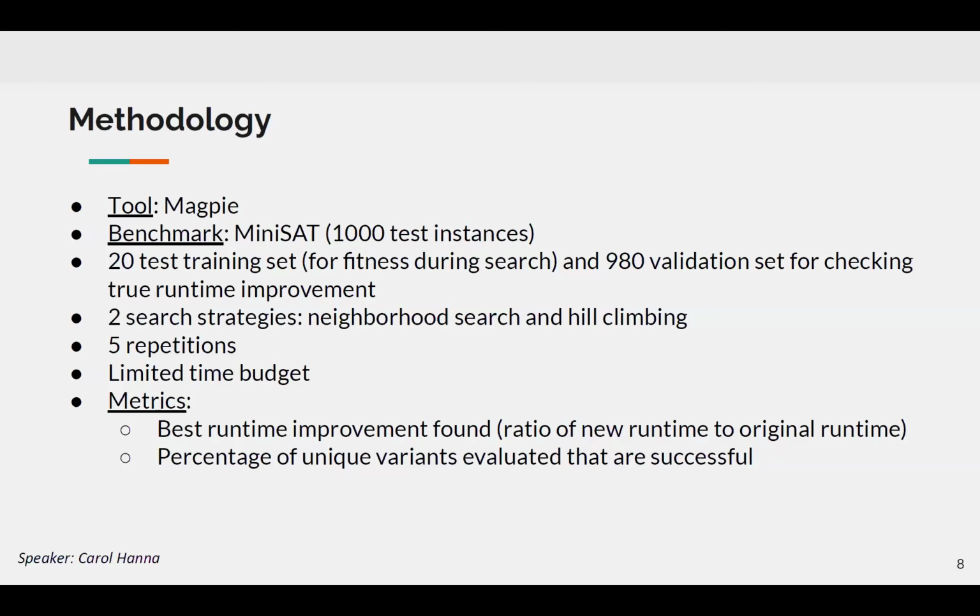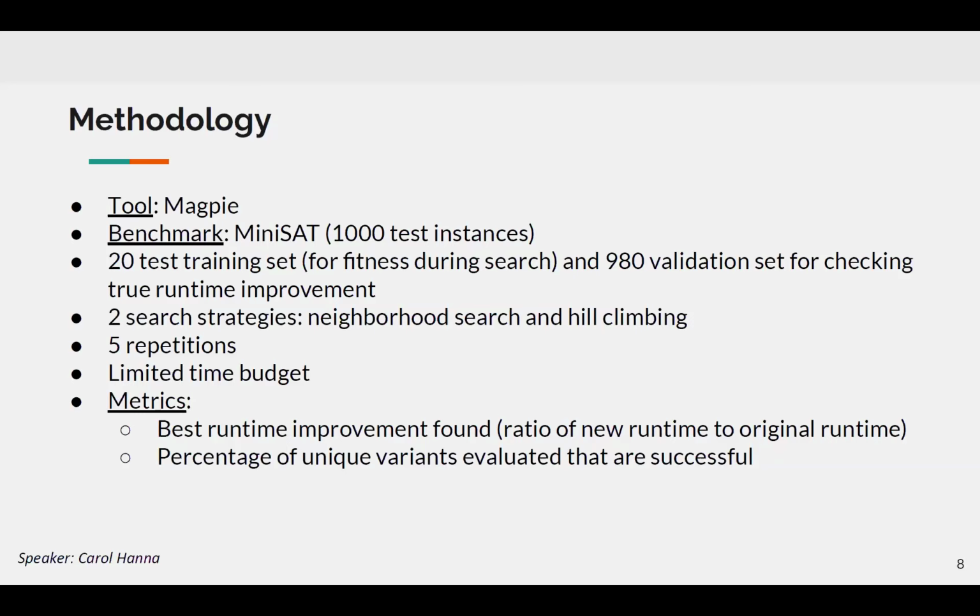Okay, getting into methodology. Just like with the last talk, I'll only talk about the interesting stuff and the full details are in the paper. The tool that we used was Magpie, and the benchmark that we used was Minisat, which comes with 1,000 test instances, which we split into a training set and a validation set. 20 tests were used for training, and what I mean by that is that was used for fitness evaluation during search. And then 980 were used for checking the true runtime improvement after the fact.